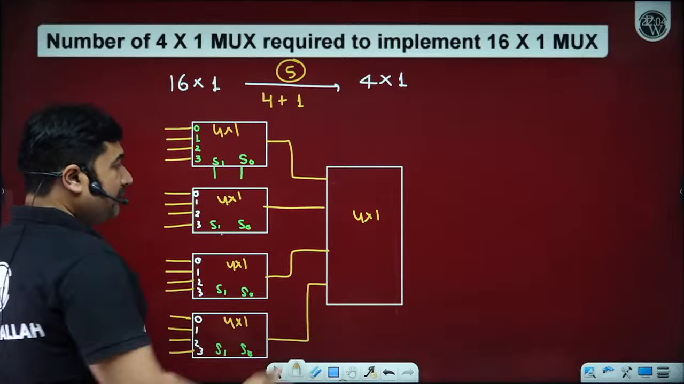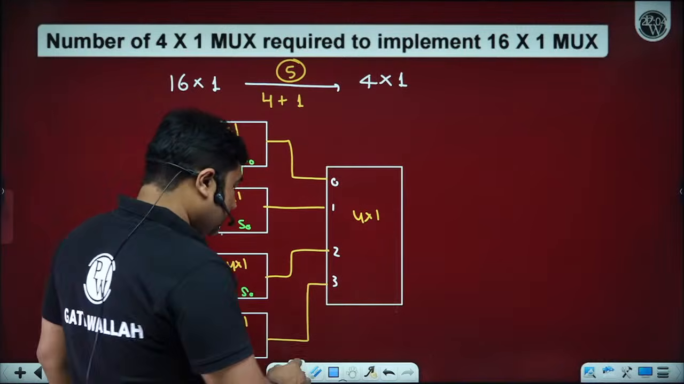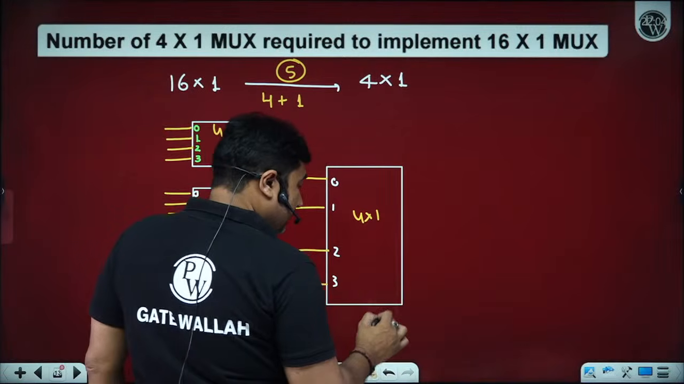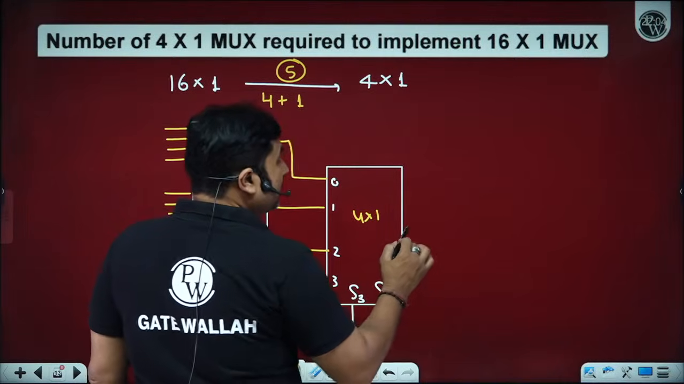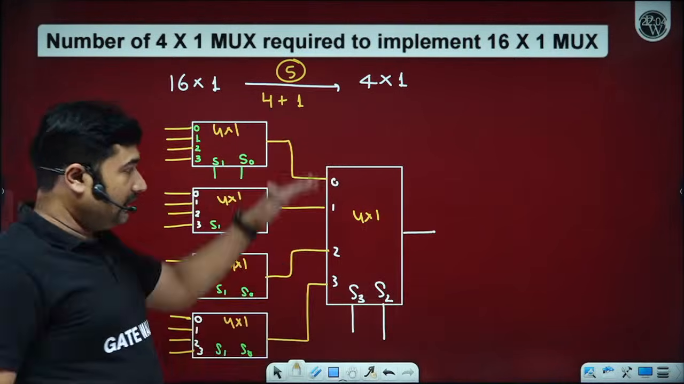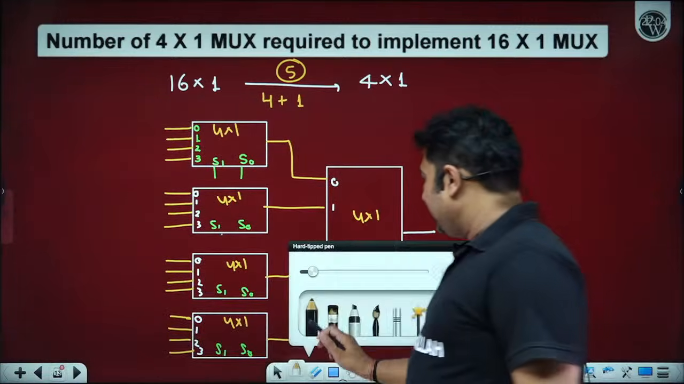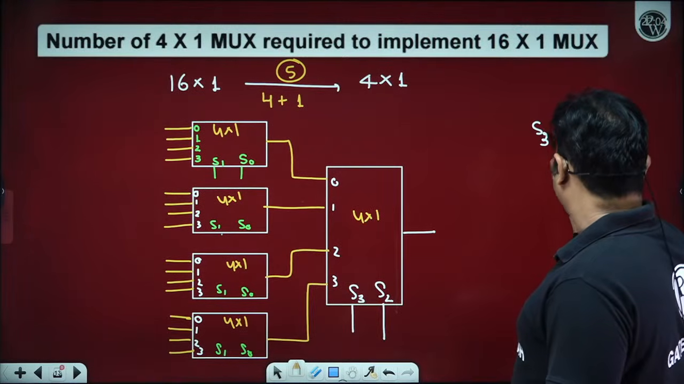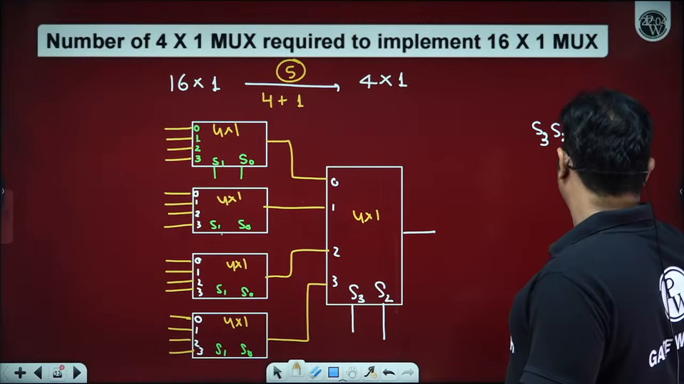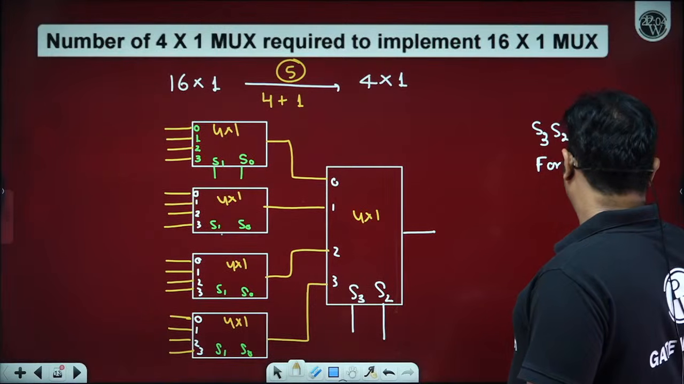In the same way, for these we have 0, 1, 2, 3. It means depending upon the select line of S2, S3 condition, one of the input lines of this multiplexer is being selected. Can you please tell me what should be the condition of S3, S2, S1, S0?